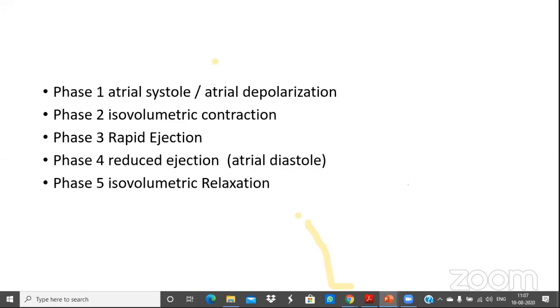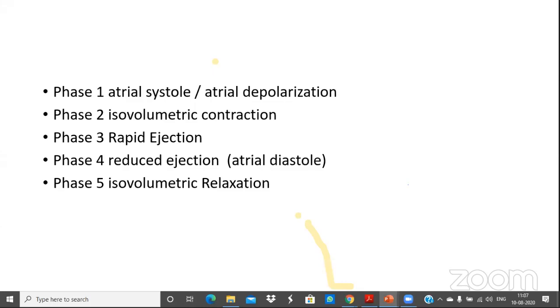One phase, atrial systole. Second one is isovolumetric contraction. What is isovolumetric contraction here? Just a word, a very little technical word, nothing big on that one. When atrial systole, atrial contraction, happens, the blood goes into the ventricle. During that phase, the passive entry, the ventricle never contracts.